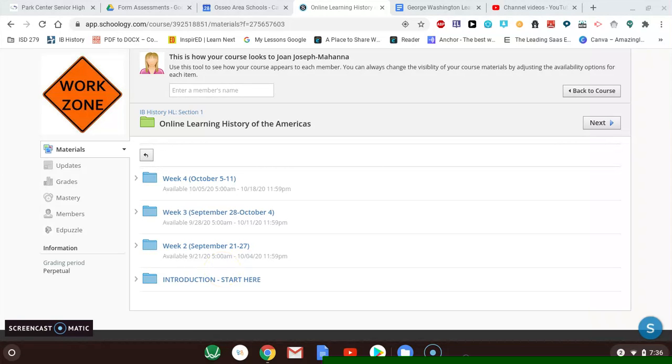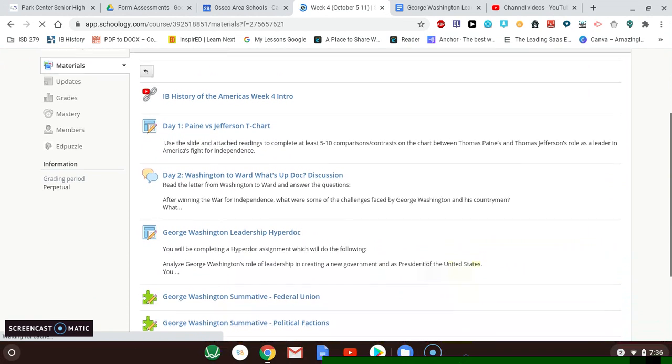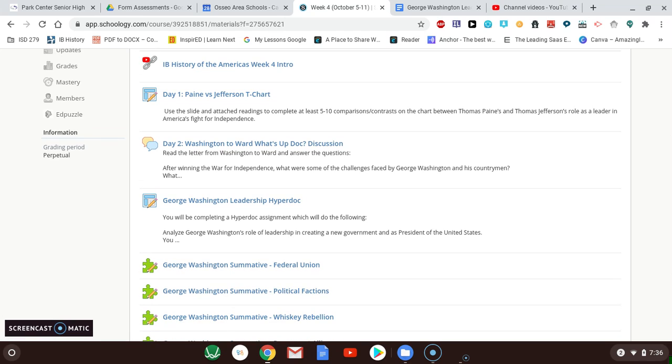All right, we are on the week 4 folder this week, and this is our second week of hybrid, so you can see a little bit of the change of the format. We have 2 daily assignments.